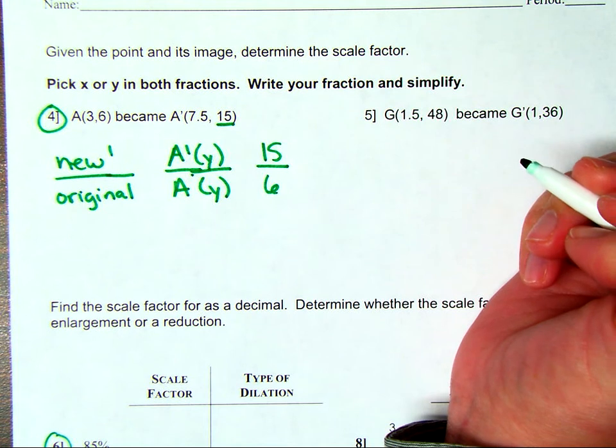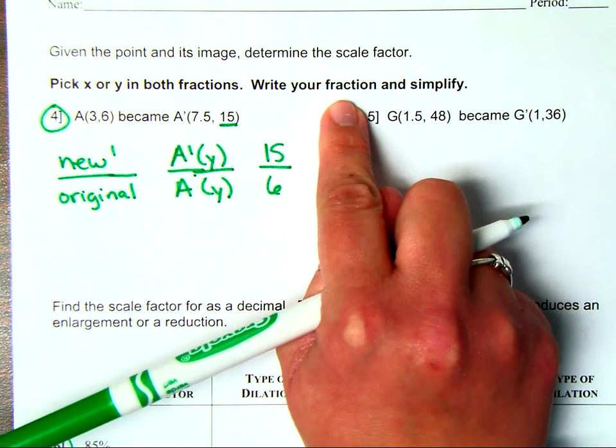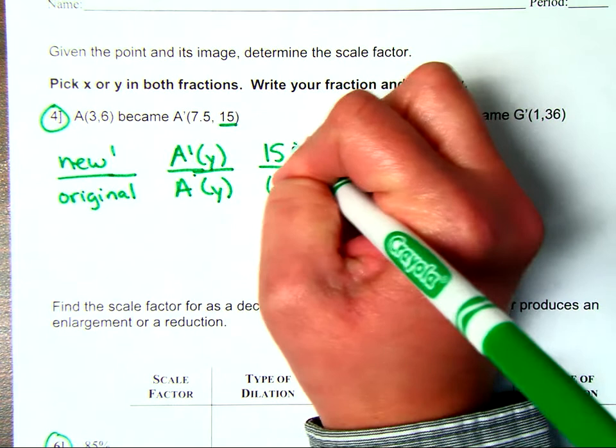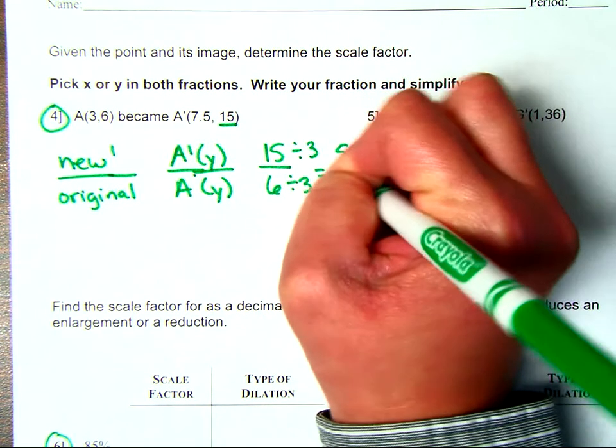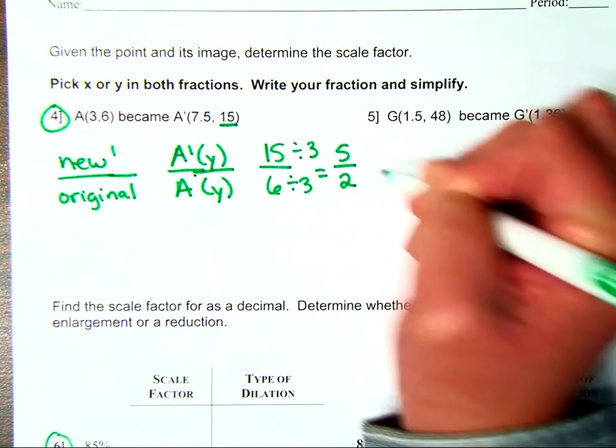We can leave 15 over 6 just like that. In this one, they want me to write it as a fraction and simplify. So I could divide by 3 and get 5 over 2, 5 halves.